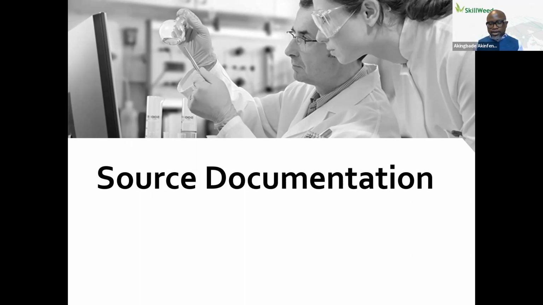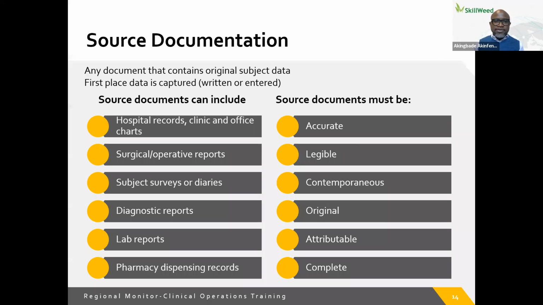If there are any kind of notes from the nurse or the doctors, pharmacy notes, all of those are considered source documents. Any document at all tied to any information about my health, whatever it is, is considered a source document. Okay, as simple as that. So these are some good examples. You see the hospital record, clinic charts, surgical information, diagnostic report, lab report, pharmacy dispensing record, whatever it is, those are the key things that are source documentation.